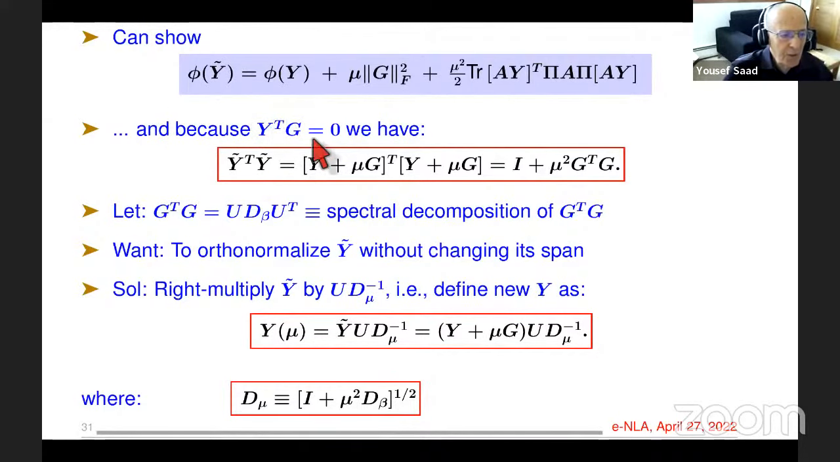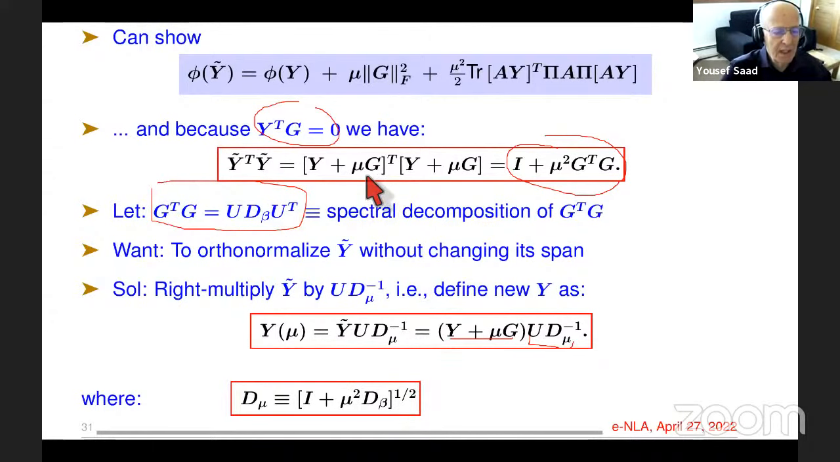Because y transpose g is equal to 0, remember that this is the gradient, so this is satisfied, then I could see that y transpose tilde y tilde is equal to this matrix. Now this allows me to normalize it to the left, to the right. So instead of using this matrix, I'll be using this matrix, and d mu is exactly this matrix in here. The 1/2 the square root of this matrix. This is a diagonal matrix where you diagonalize G transpose G this way.